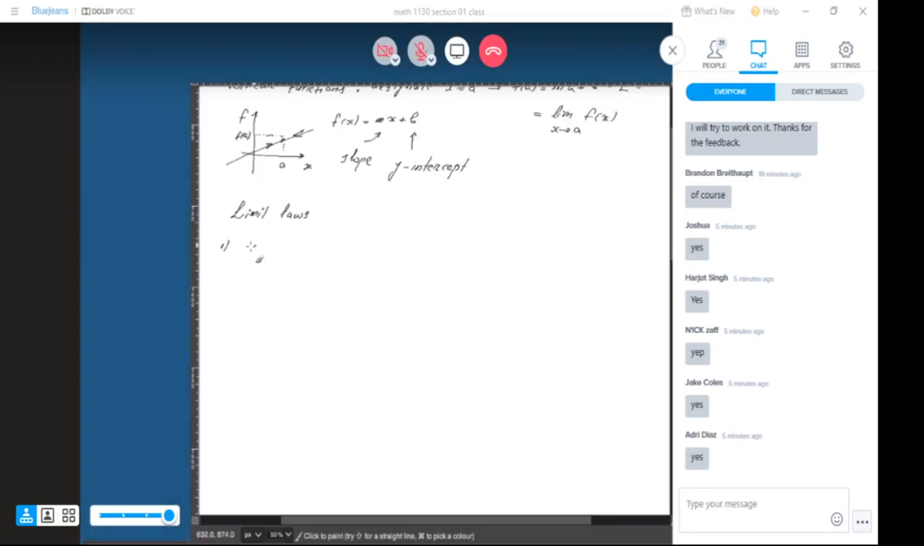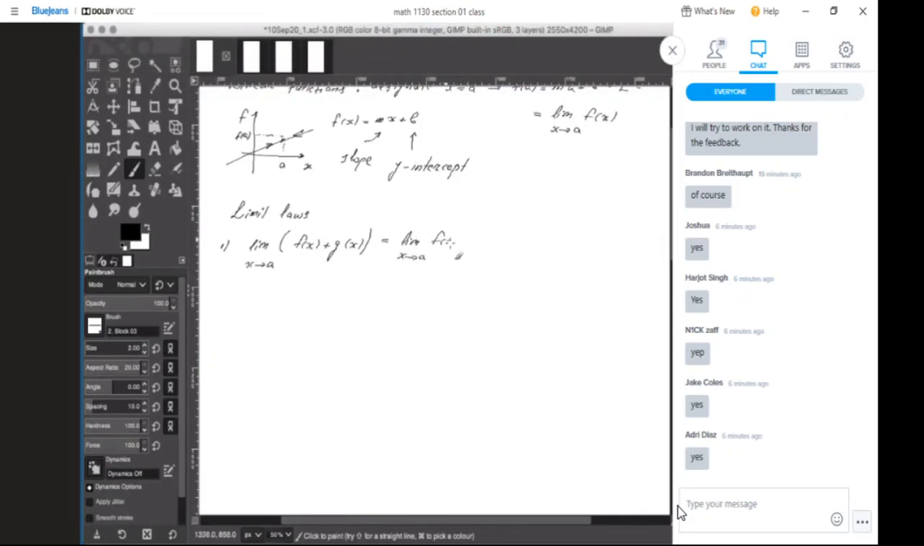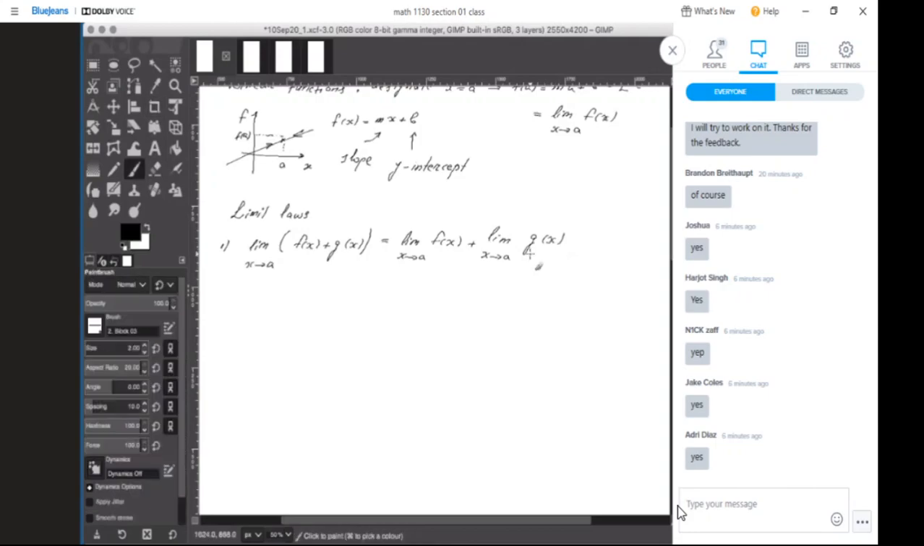Alright, the limit as x approaches the designated point A of f of x plus g of x. It is the limit of a sum of functions, and it would be the limit as x approaches A of f of x plus the limit as x approaches A of g of x, given one very important provision.